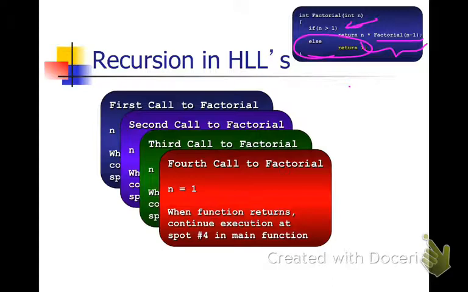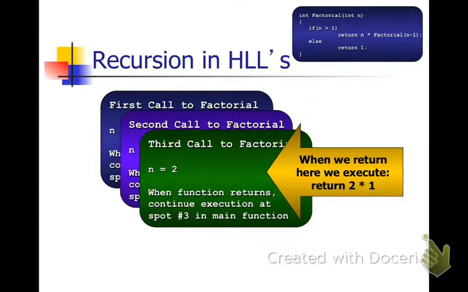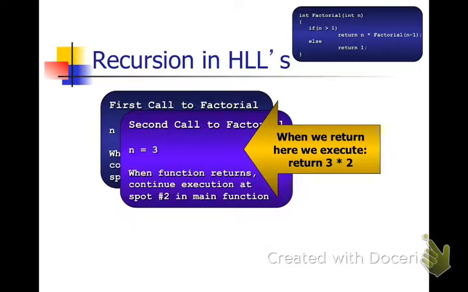So when we go back, we return 1, we multiply it by the value of n at that previous instance, which was a 2, so we return 2 times 1. So we're returning this value to the previous call here, where n was 3, so we're going to execute 3 times 2 in this next instance.